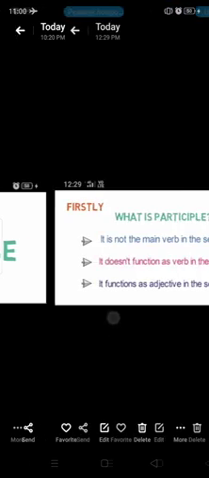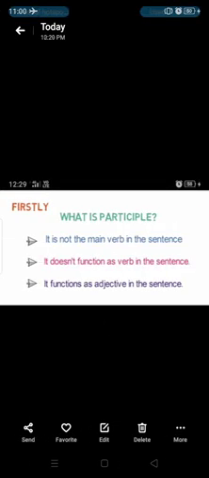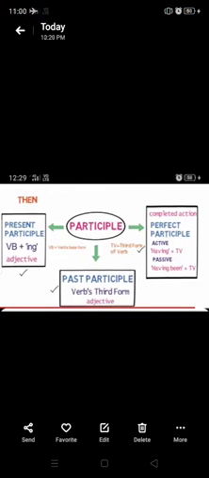So let us quickly revise what we have studied in this video lesson. So firstly, what is a participle? It is not the main verb in the sentence. It doesn't function as a verb in the sentence. It functions as an adjective in a sentence. Then we have studied the three types of participle, that is the present participle. We form the present participle by adding ing to the verb first form.